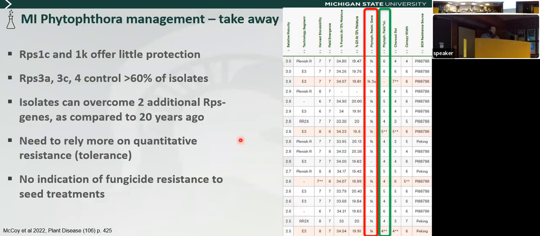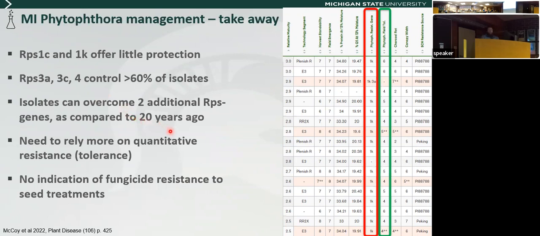So takeaways from this study, we found that RPS 1C and 1K offer little protection here in Michigan, and we were interested to see if that was true in other states or if that was just what we were finding in our sampling. We found that RPS 3A, 3C, and 4 were able to effectively manage greater than 60% of the isolates tested. And that pathotype complexity did increase over the last 20 years, at least in Michigan.